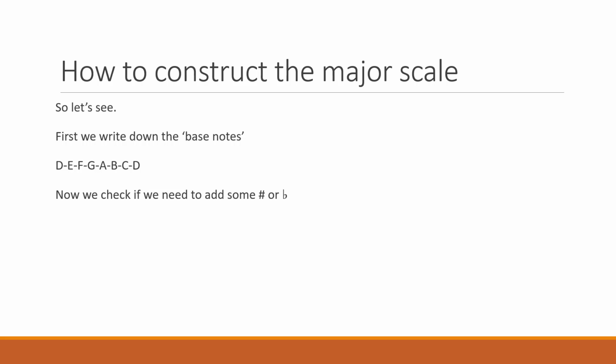Then G to A must be a whole step, which it already is. From A to B must be a whole step, which it is. From B to C must be a whole step, which it's not, because between B and C there is no black key in between. So a whole step from B, which note would that be? Half a step is C, another half step is C sharp. And from C sharp to D is again a half step. So the D major scale is D, E, F sharp, G, A, B, C sharp, and D.